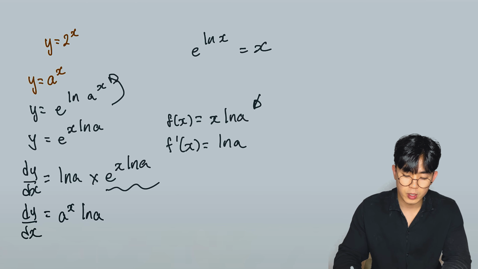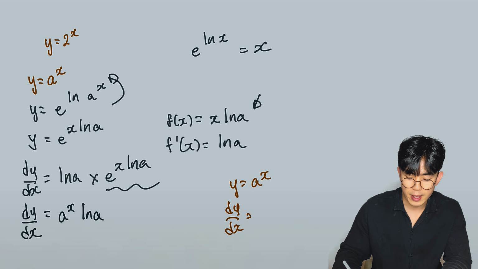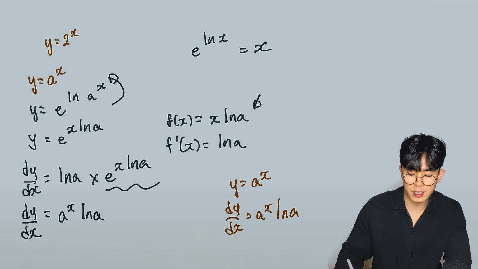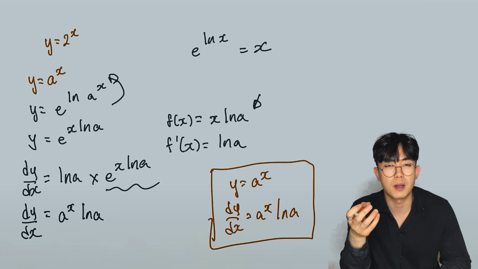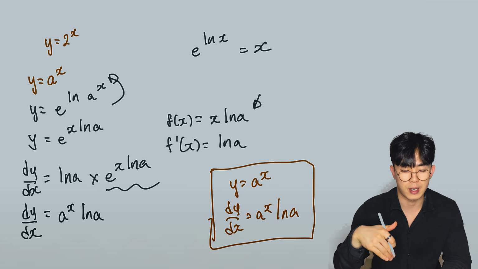Okay, so the derivative, if we have a form y is a to the x, the derivative of that is a to the x ln a. So this is another equation. It's not in the formula book yet, but it's an equation that you should be aware of. And you also need to know the proof, how we just proved it just like here.